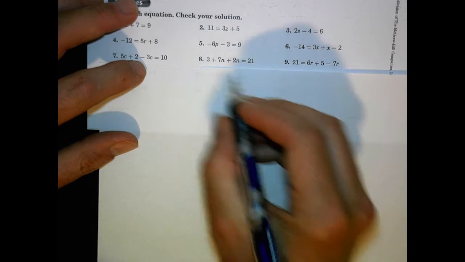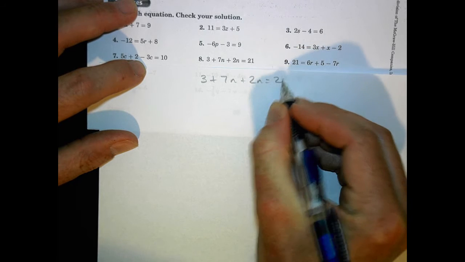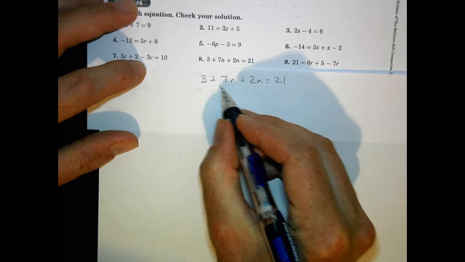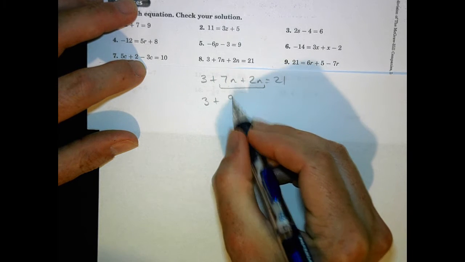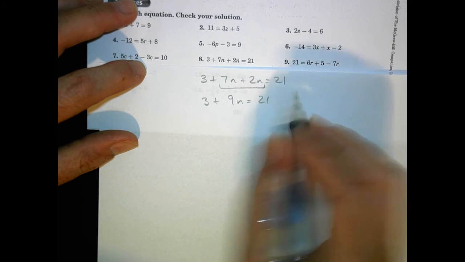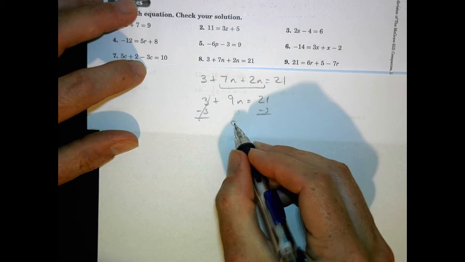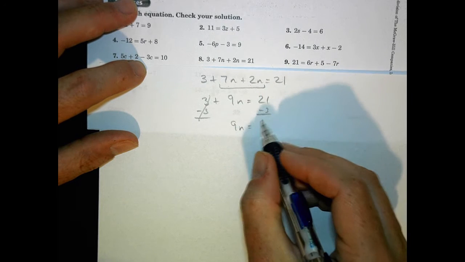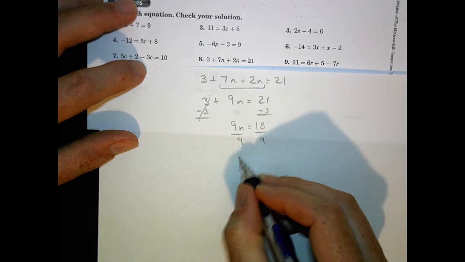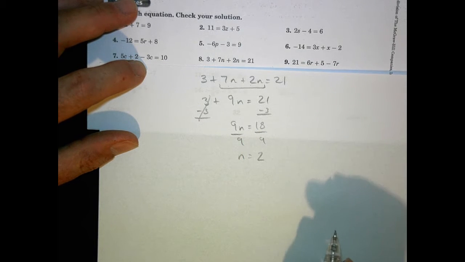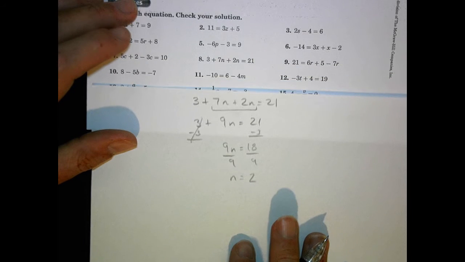Number 8, we have 3 plus 7n plus 2n equals 21. So I'm going to combine some like terms. So 7n plus 2n is 9n. So 9n plus 3 equals 21. We'll subtract 3 from both sides. So we're left with 9n equals 21 minus 3 is 18. Divide both sides by 9, and n equals 2. So again, pretty straightforward on how to do those. Just take your time, make sure you're careful on things.